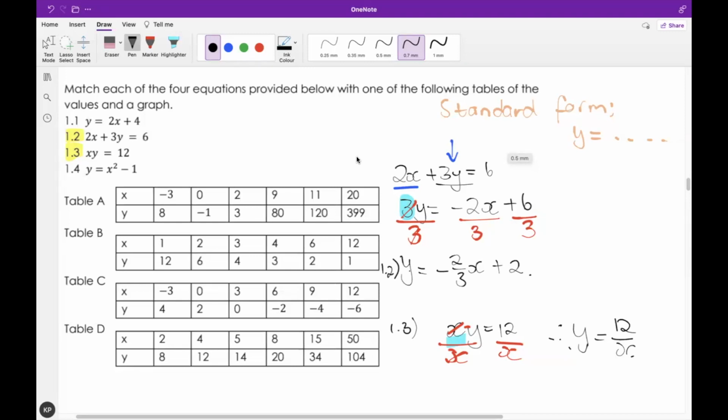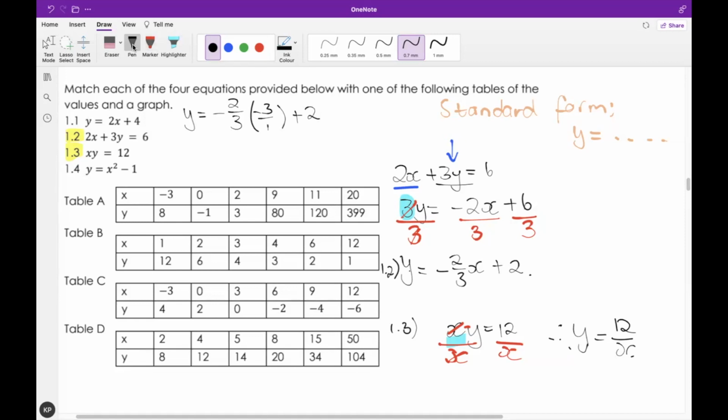Okay, let's start with C. Which one did you get for table C? I got 1.2. So 1.2 matches table C. Okay, let's try something out. I'm going to substitute one of the points and see. You said table C, right? Yes. Okay, y is equal to negative 2 over 3 times negative 3, which is basically over 1, plus 2.